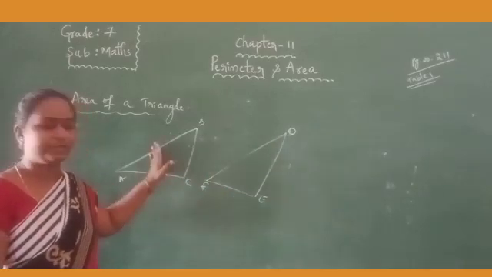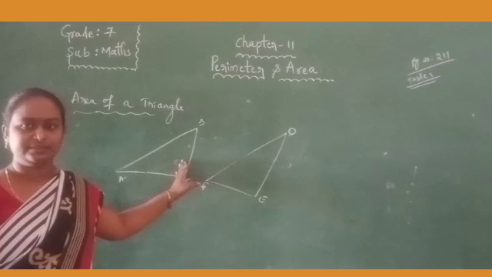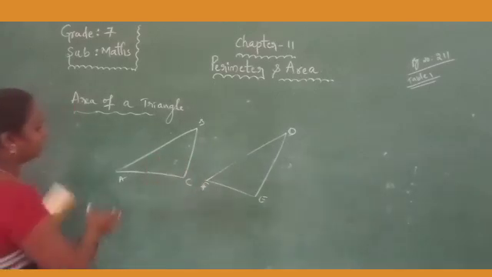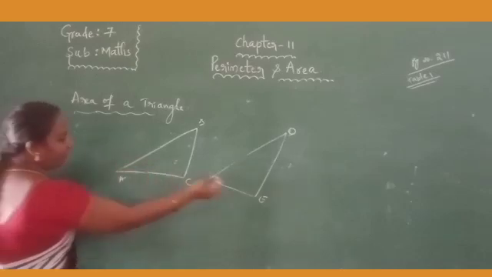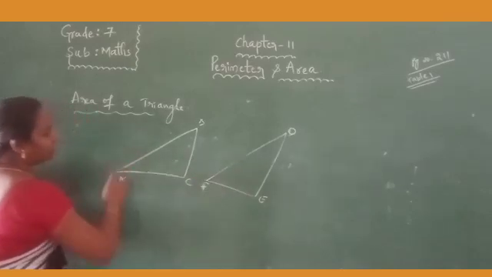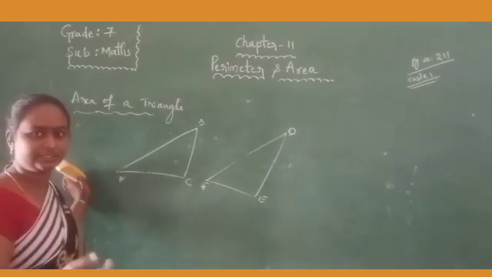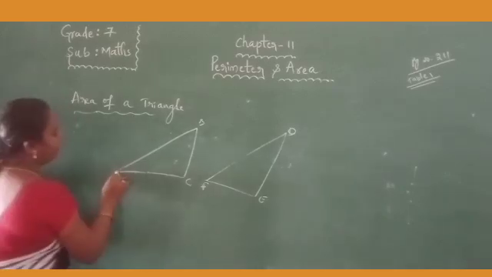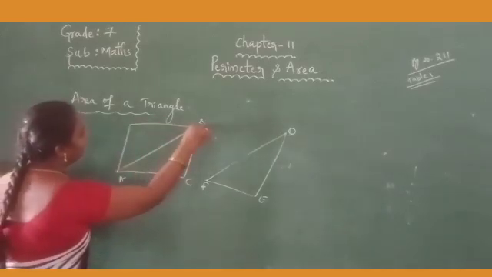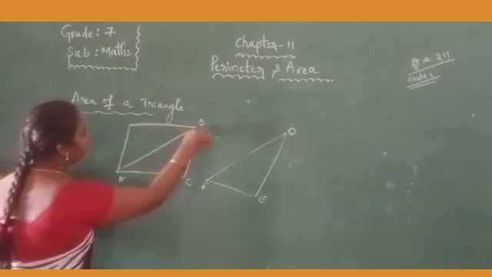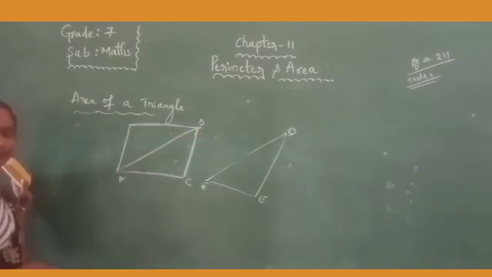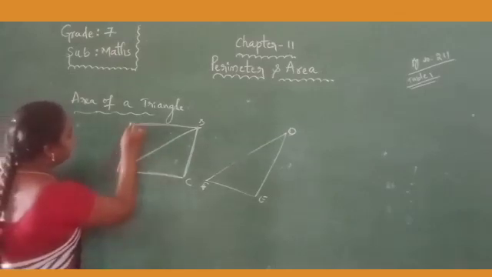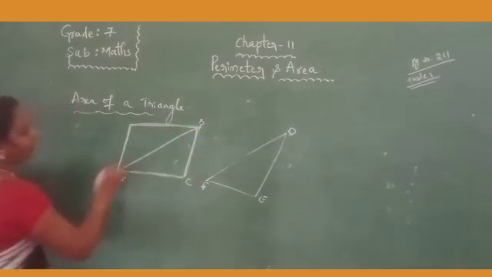If you place one over the other, that means you take two congruent scalene triangles. If you place one over the other, it gives the shape of, what is that? The shape of a parallelogram. Okay? So it is equal to a parallelogram.